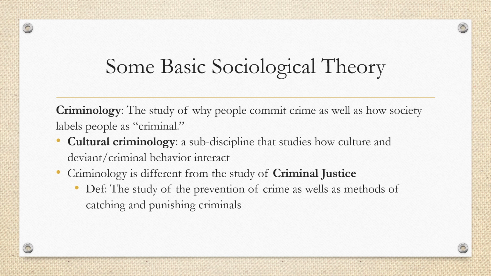Cultural criminology, then, is a subdiscipline within criminology that studies how culture and deviant behavior and criminal behavior interact with each other. I want to point out that criminology is different from the study of criminal justice. Criminal justice is defined as the study of prevention of crime as well as methods of catching and punishing criminals. So the discipline of criminal justice is more along the lines of what police officers use. Criminology is more about understanding why people commit crime. And people of those two different disciplines can sometimes get in fights with each other because oftentimes they make different basic assumptions about what it means to be a criminal.